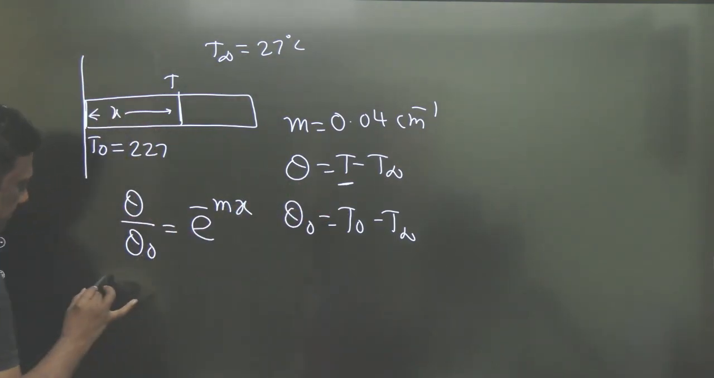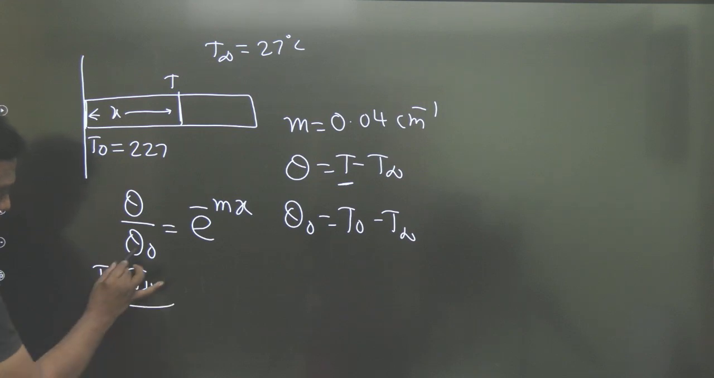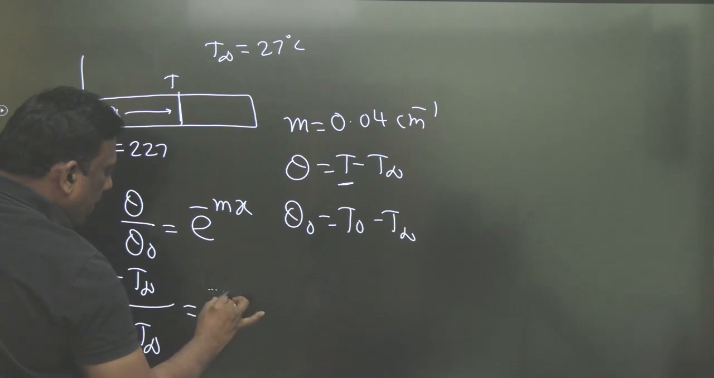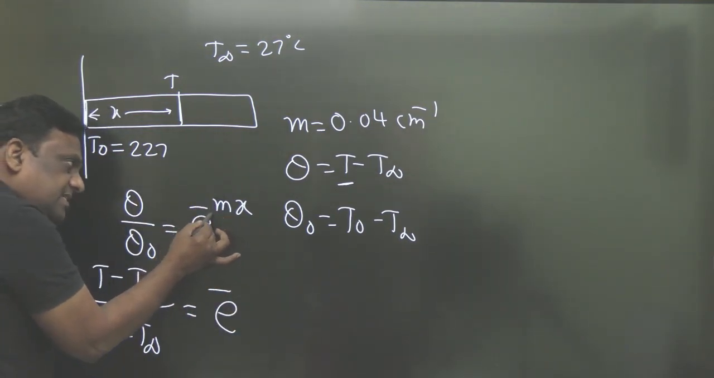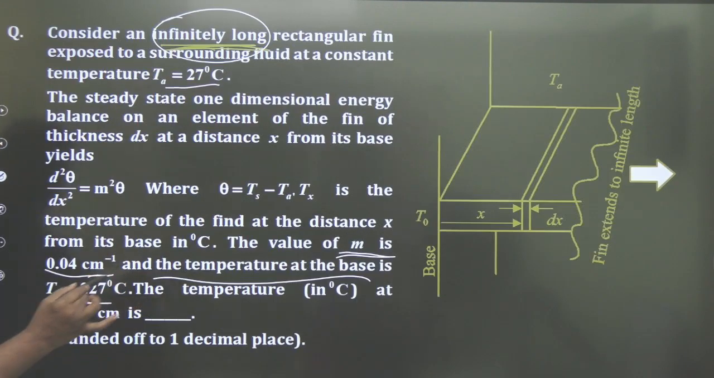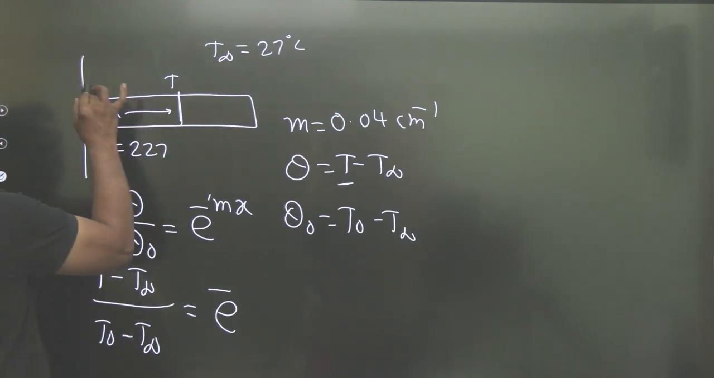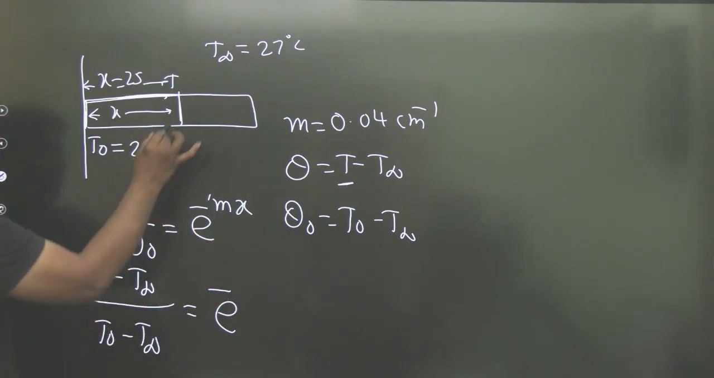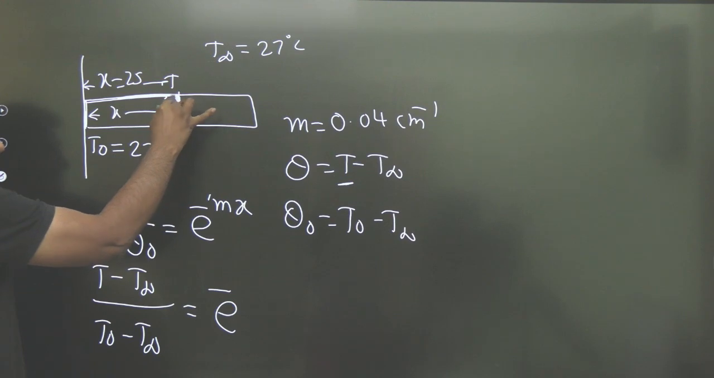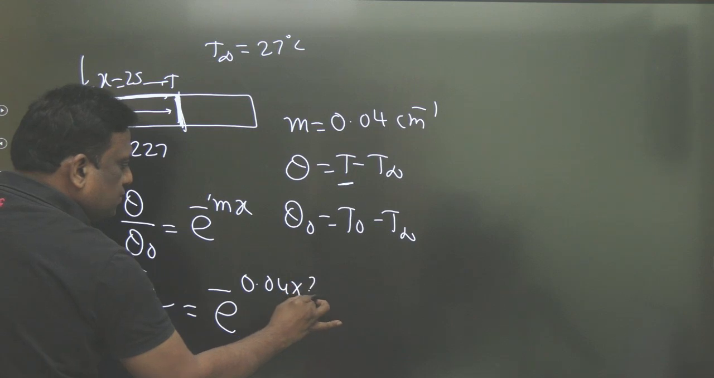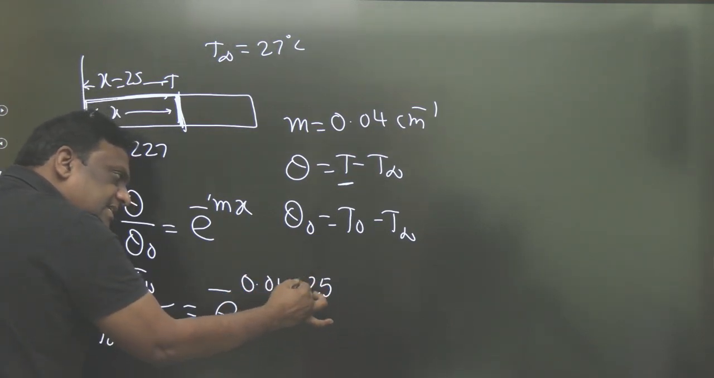Theta by theta naught, that is T minus T ambient by T naught minus T ambient, is equal to e power minus m x. One more thing. If m is per centimeter, x should also be in centimeter because the exponent should be dimensionless. At what x is he asking? He is asking the temperature at x equal to 25 centimeter. So m is 0.04 and x is 25. This is per centimeter times centimeter, so unitless.